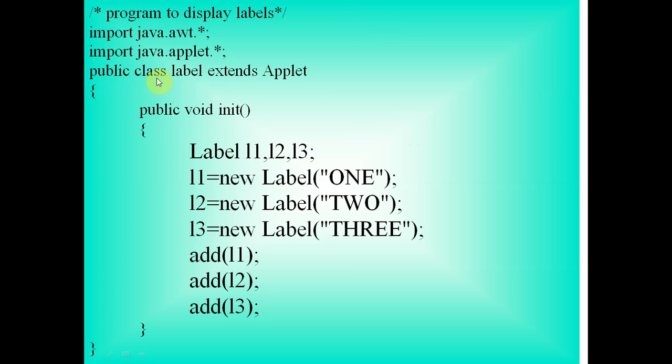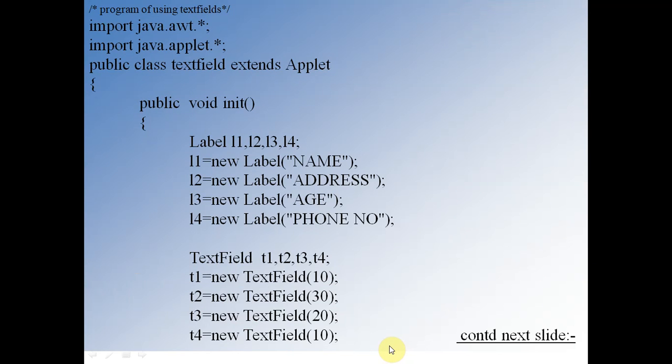Then we have written public class label extends Applet, and init is the first function, where we have defined three labels, l1, l2 and l3. L1 equals new Label, and its caption is 1, L2 equals new Label, its caption is 2, and L3 equals new Label, its caption is 3. Now we'll add l1, add l2 and add l3. This way we add these three labels to this applet. When we execute this applet, we can find all three labels on it. It will display in GUI mode.